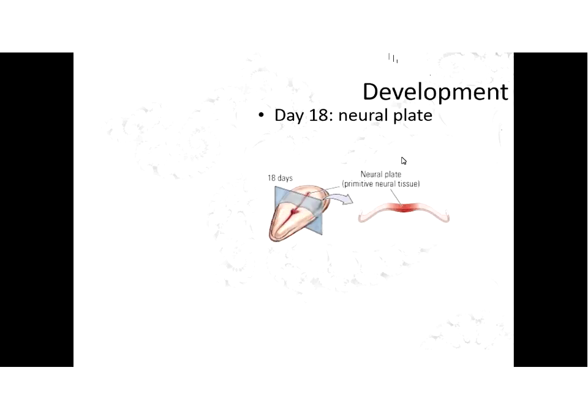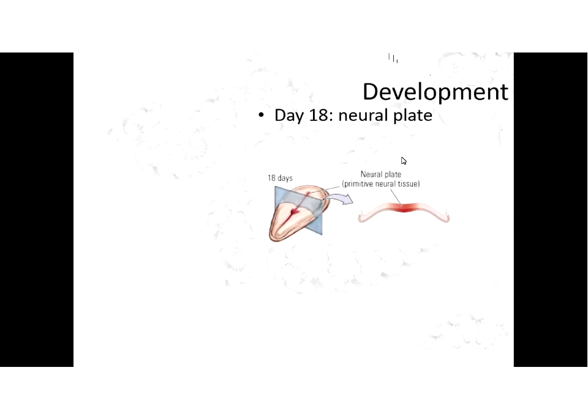Now, one of the ways I like to discuss or break down the central nervous system is looking at it from the developmental context. And that helps you understand how brain structures are related to one another.